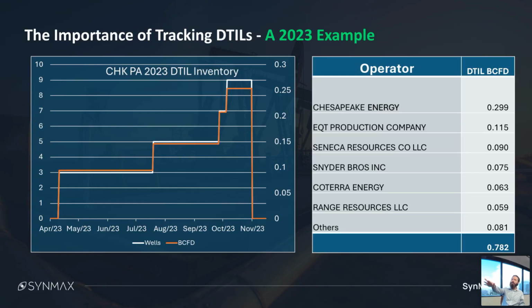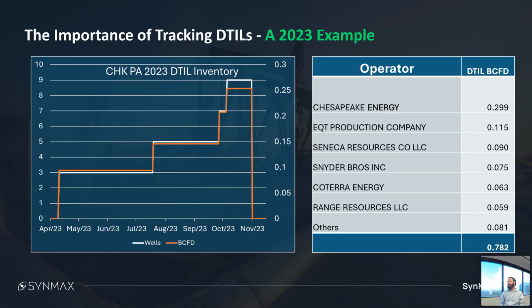And what's interesting about this chart is they started building up these DTILs in April of '23. So this was very premeditated. This was very deliberate. This is them optimizing their assets as best as they can. And they steadily grew their inventory of DTILs, and then they brought it all online in November.